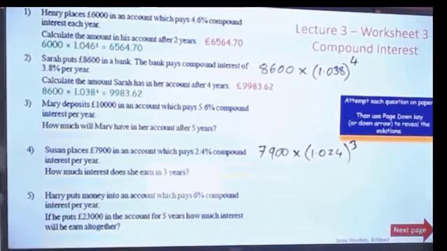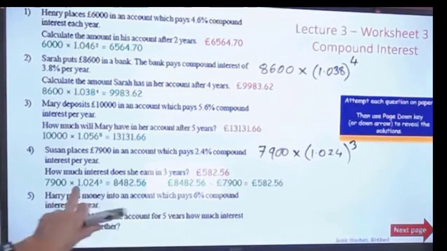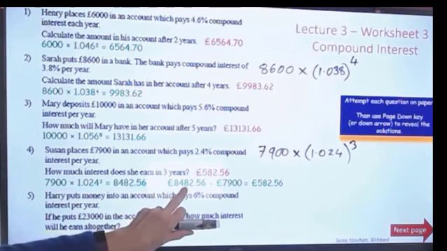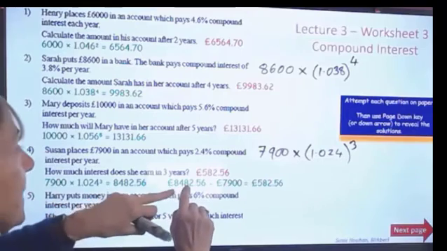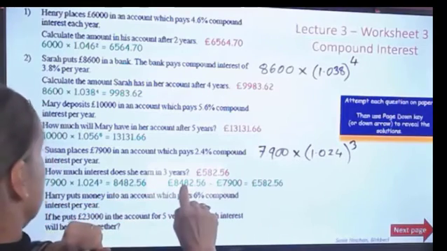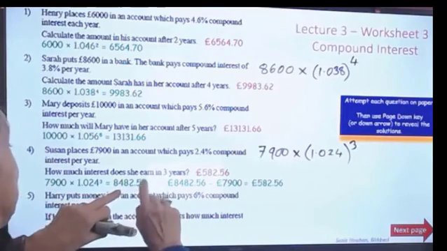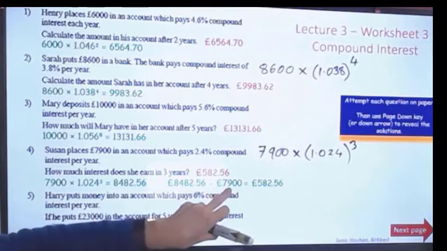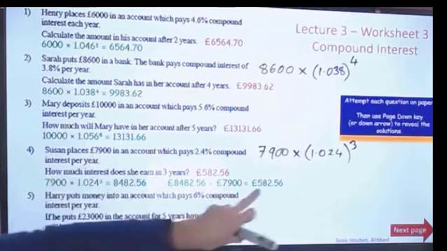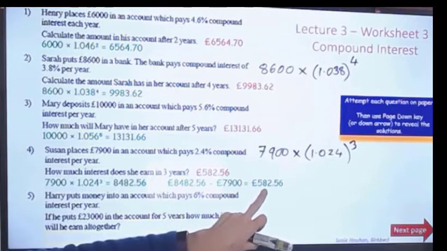Oh, but here they're saying how much interest does she earn? So that will give us how much she will have in her bank account at the end. So if we want to calculate the amount of interest, then we'll take the total she will have in the bank account after 3 years, subtract it from the amount she had to begin with, and that tells us she earned that amount.